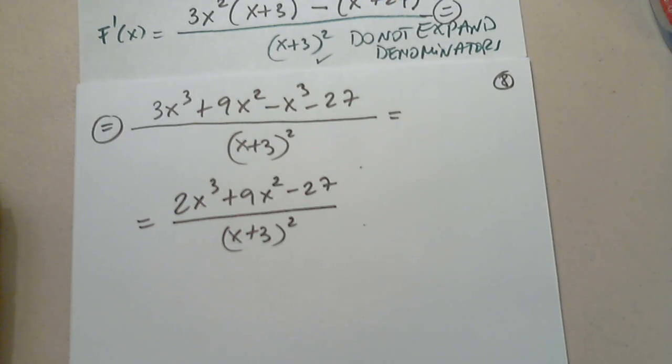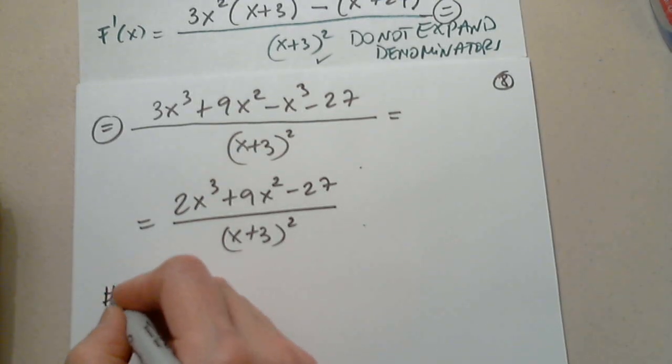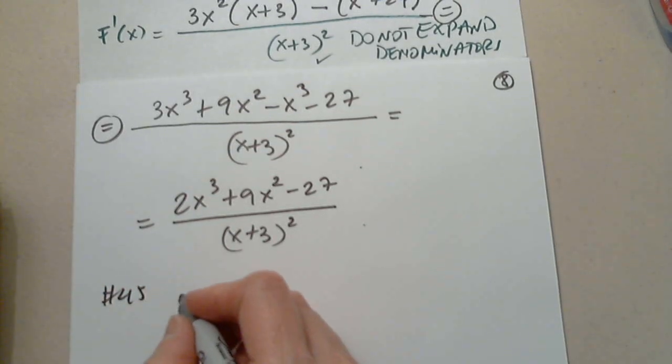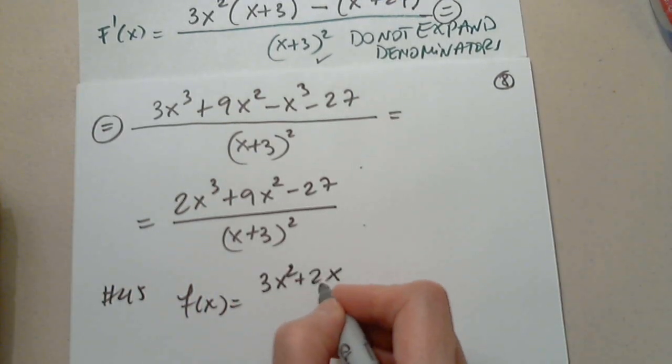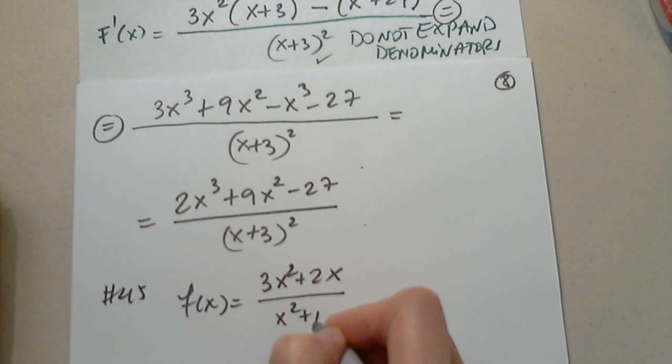Yes, please. You want to look at 45? Yes. Okay, 45. So 45 is f of x equals 3x squared plus 2x over x squared plus 1. Okay, perfect. Perfect pick.